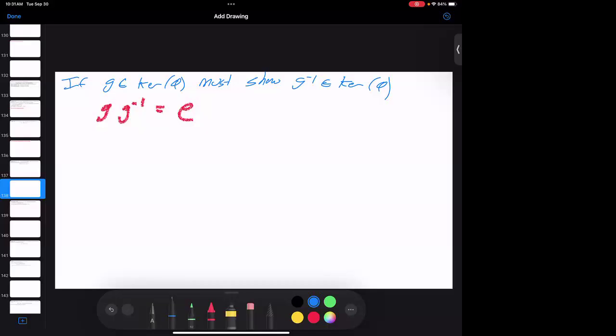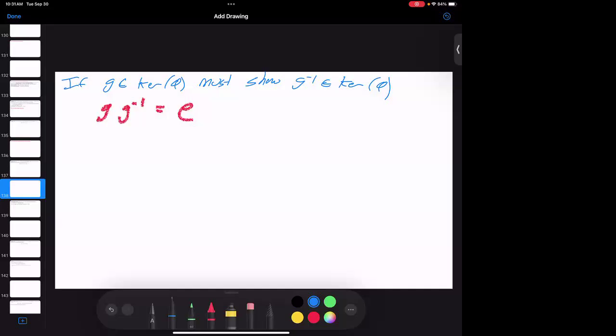So how's the kernel of phi defined? It's all things sent to the identity by the map phi. So what should I apply to both sides? Phi, it's the only thing I have left to play with. So again, I'm trying to emphasize, what do we have to work with in problems like this? If we're trying to show that G inverse is in the kernel of phi, what kind of relations do we have? Well, I know G times G inverse is the identity.